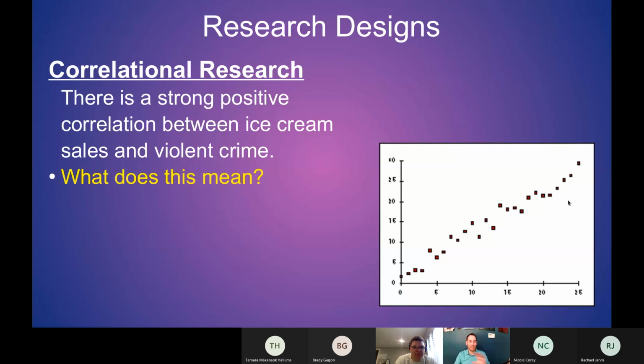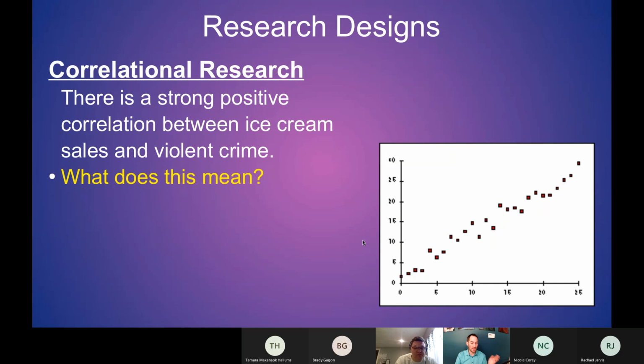So this is not the actual graph. The actual graph is a little wider for this finding. But there is a strong positive correlation between ice cream sales and violent crime. So it's not quite this strong. This is just an example graph. The actual correlation is about positive 0.72 for the correlation between ice cream sales and violent crime.